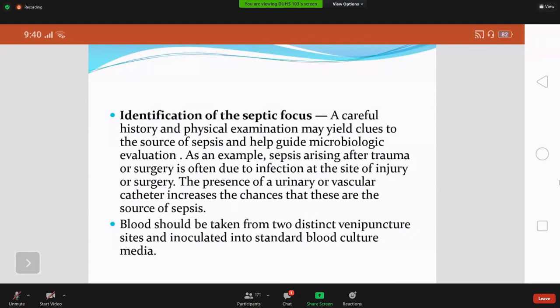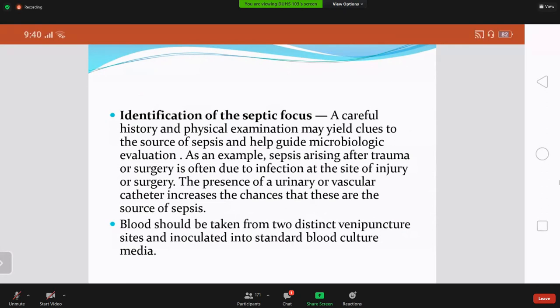And you know that sepsis arising after trauma or surgery is often due to infection at the site of injury or surgery, and the presence of a urinary or vascular catheter increases the chances that these are the sources of infection. So, once you identify the source of infection, blood should be taken from two different venipuncture sites and inoculated into standard blood culture media.